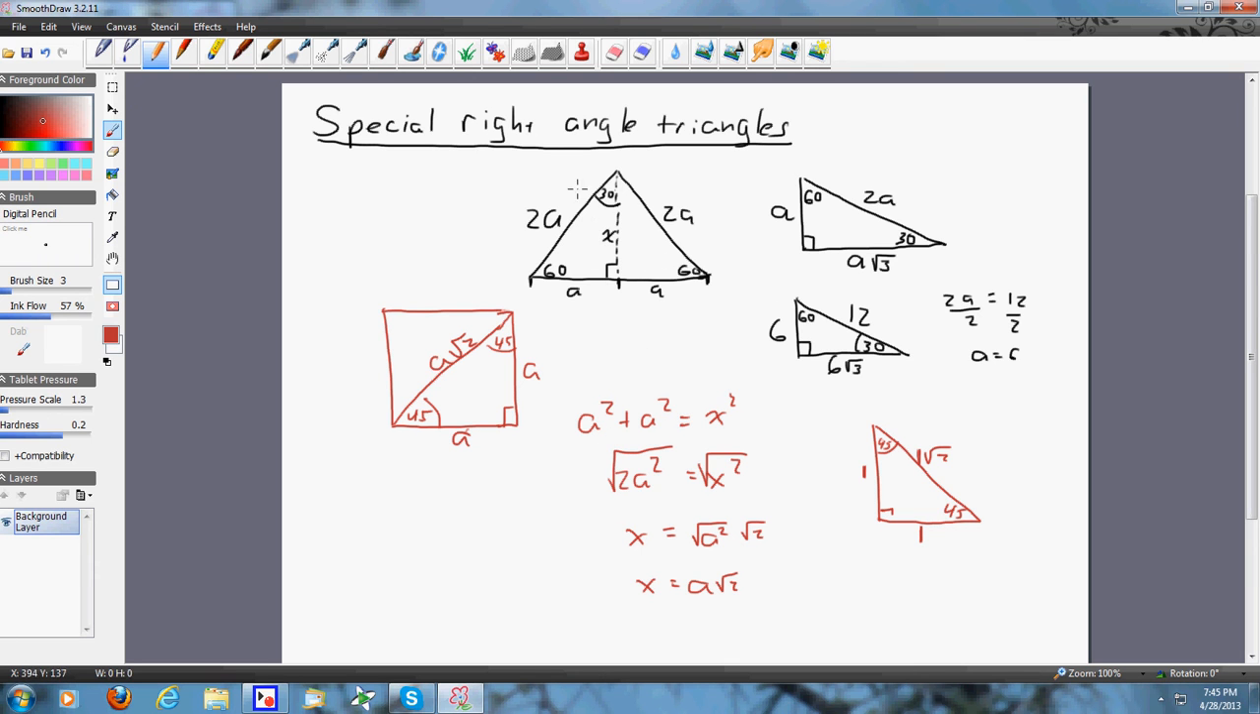So that's it. Those are 2 special right angle triangles. You have your 30, 60, 90, which is this one, and you have your 45, 45, 90, which is, once I get rid of the rest of this picture, this one. And I don't know why I circled one, squared the other, but that's fine.